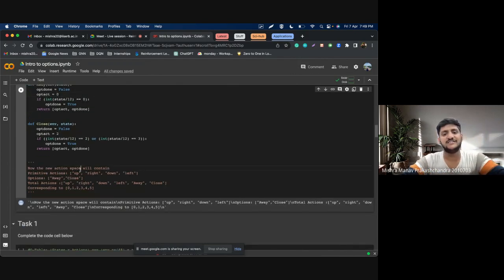Now the action space will contain the primitive actions, which are up, down, left, right. The options are away and close. So the total actions are up, right, down, left, away and close. Away and close are the macro actions. Up, down, left, right are the primitive actions. So this corresponds to 0, 1, 2, 3, 4, 5. So 0 means up, 1 means right, 2 means down, 3 means left, 4 is away, and 5 is close.